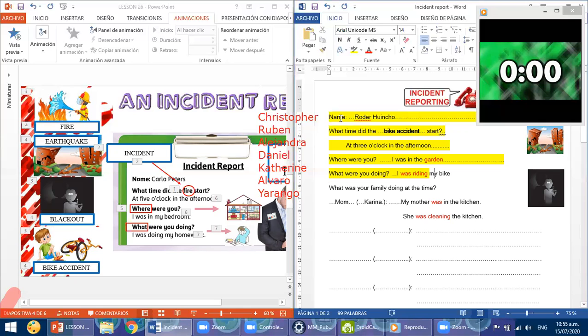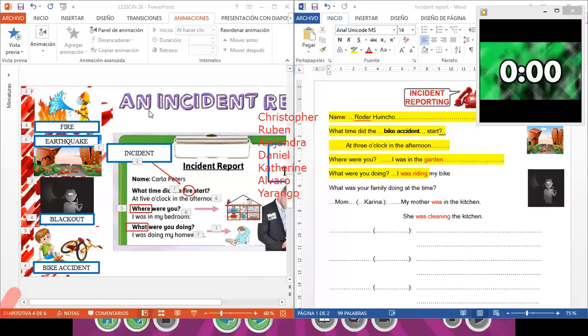Alejandra, please. Alejandra, can you read the next? This part. Yeah, teacher. Name Alejandra Valdión. What time did the fire start? At 5 o'clock in the afternoon. Where were you? I was in my living room. What were you doing? I was playing. Very good, very good.